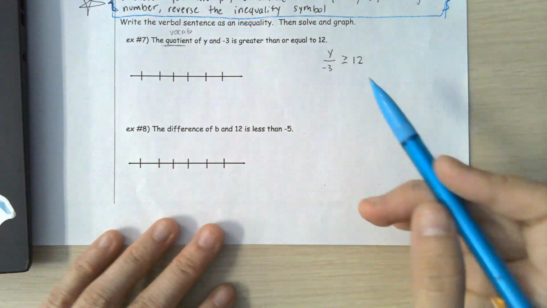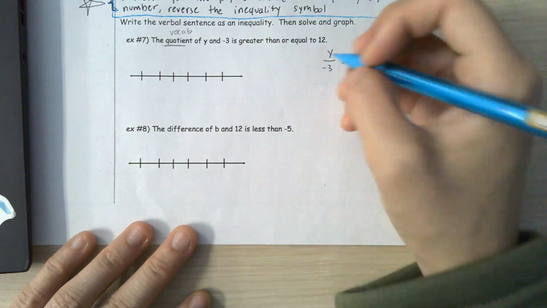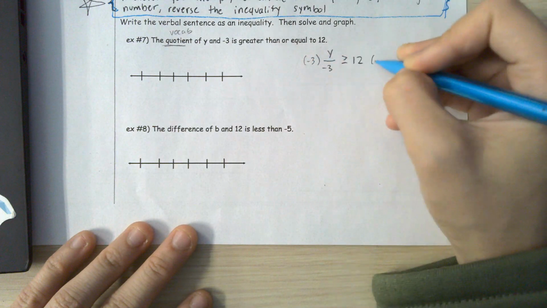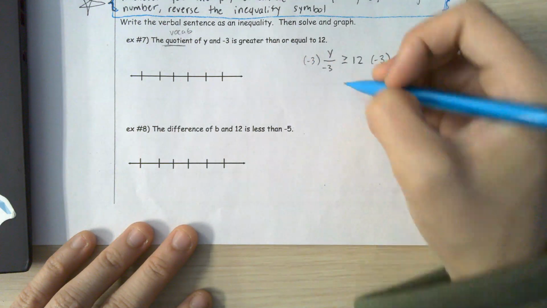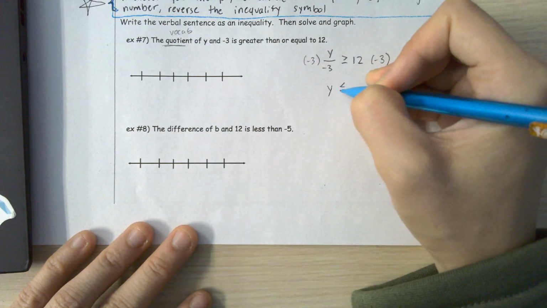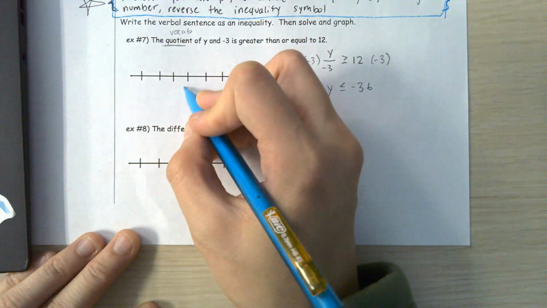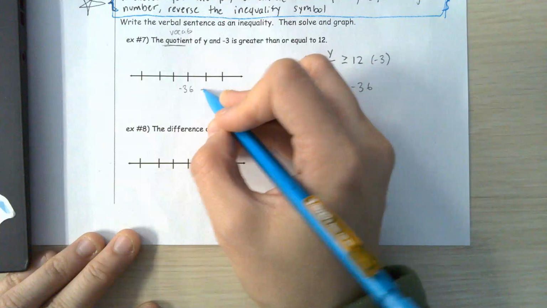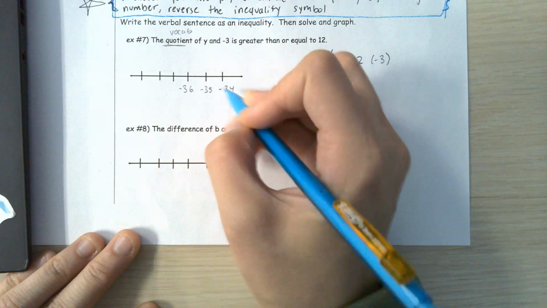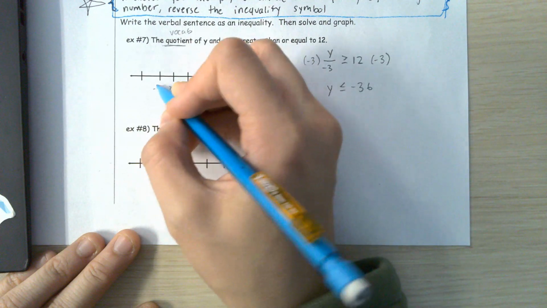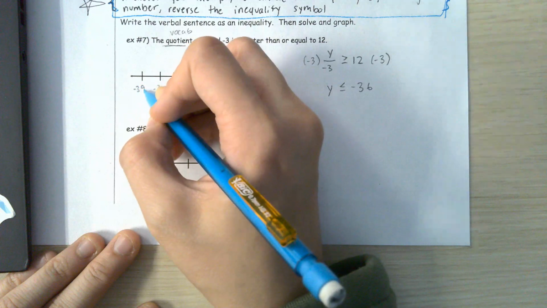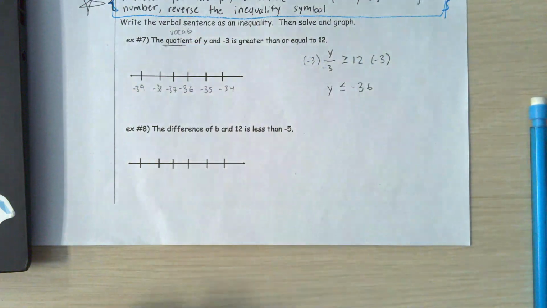Okay, so we're trying to solve for y, so we're going to multiply by negative 3 on both sides, right? So we're going to have to switch the sign. y is less than or equal to negative 36. So we have negative 36, negative 35, negative 34, and then negative 37, negative 38, negative 39. We have our closed circle.